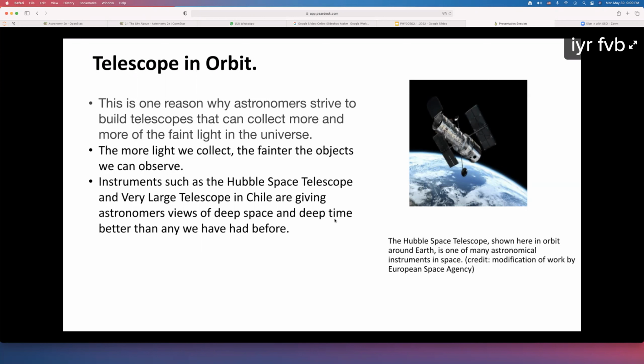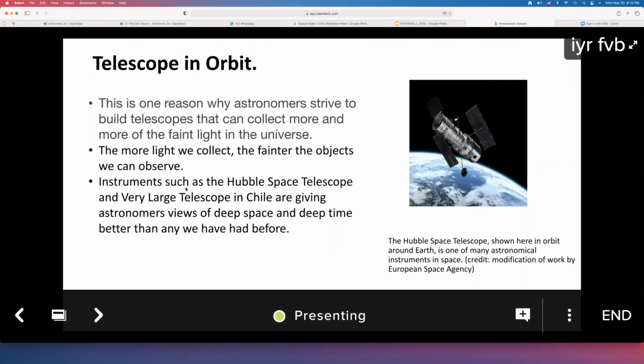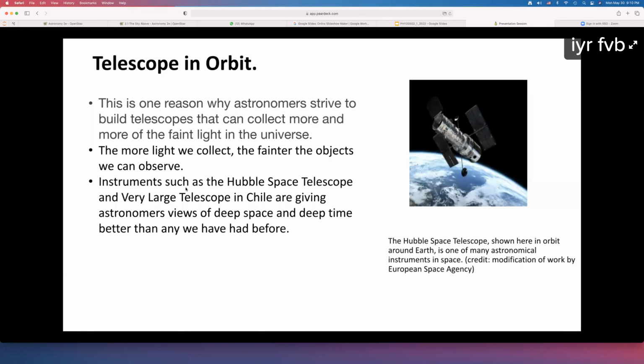And another example is this very large telescope, or VLT, in Chile, which is again a very large telescope that helps us to understand the universe by detecting very faint objects that are so far away, right? Now, there will be a separate section about telescopes. We will talk about the basic technology behind telescopes and different types of telescopes under that topic. But this is just an introduction.